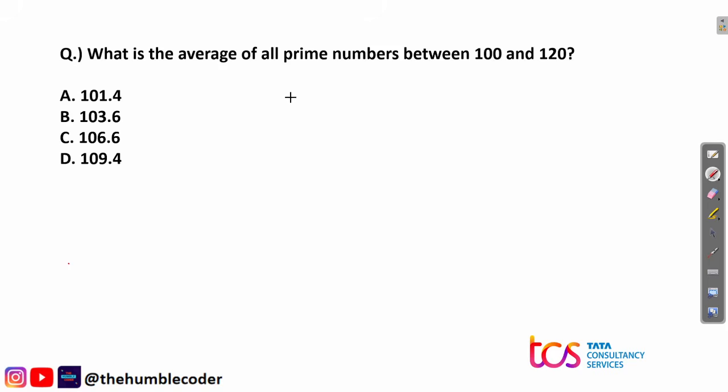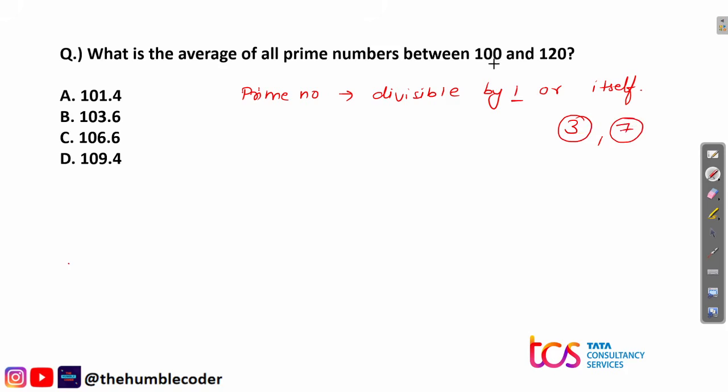Just in case you don't know what a prime number is, let me tell you. A prime number is a number which is divisible only by 1 or itself, right? Suppose we have the number 3. It is divisible only by 1 or by itself, which means 3 is not divisible by 2, so 3 is a prime number. The other number we have is 7. 7 is divisible only by 1 or itself, so 7 is again a prime number. This kind of prime number we have to find between 100 and 120.